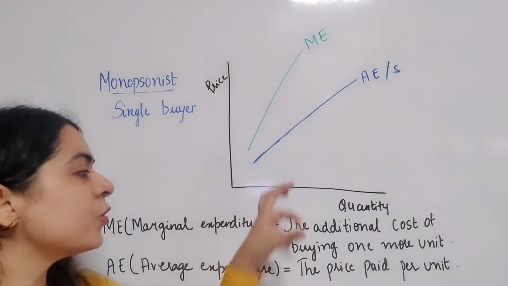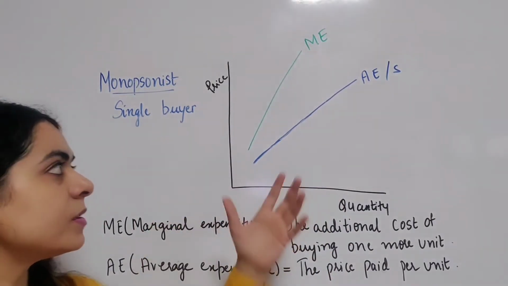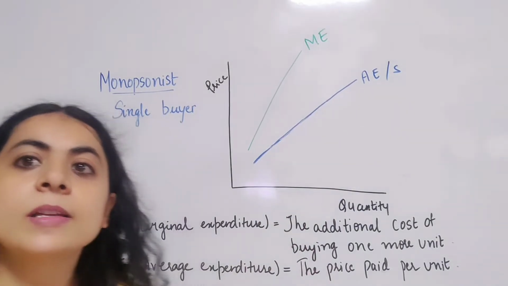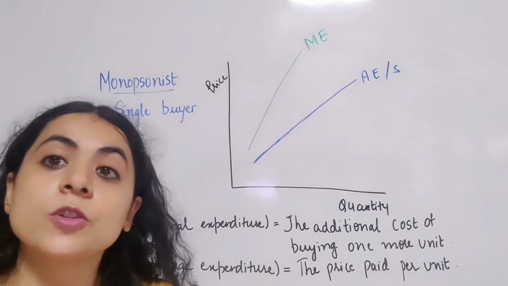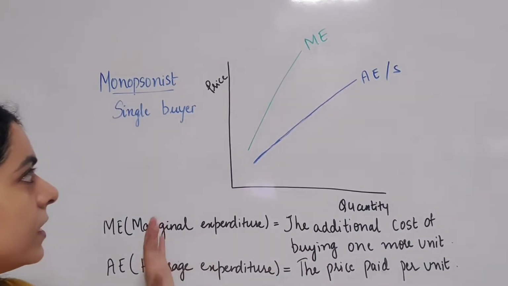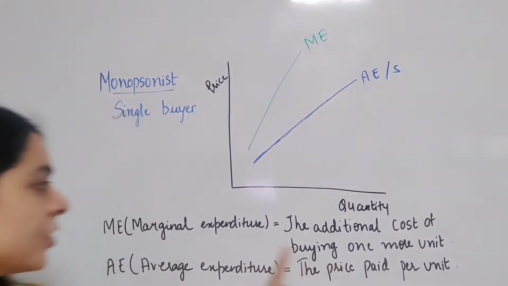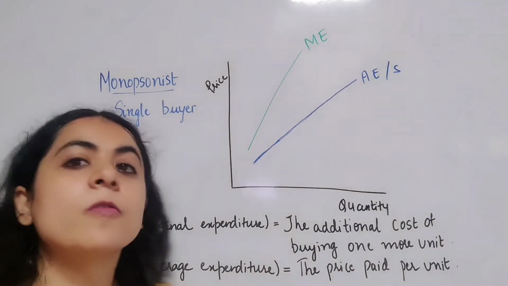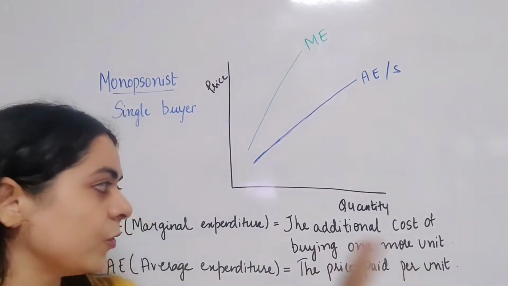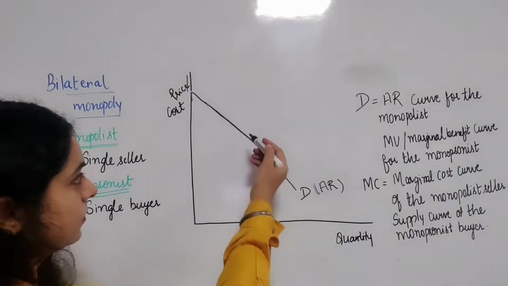So when it buys more units of copper, it will lead to an increase in the price of copper, and obviously will lead to an increase in the overall total expenditure of the monopsonist, and will ultimately lead to an increase in the marginal expenditure. Marginal expenditure is the additional cost of buying one more unit. So both are upward sloping.